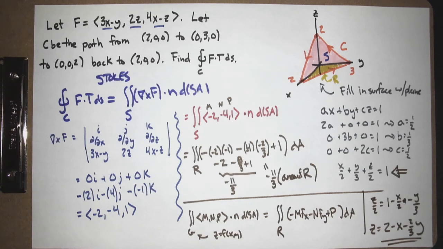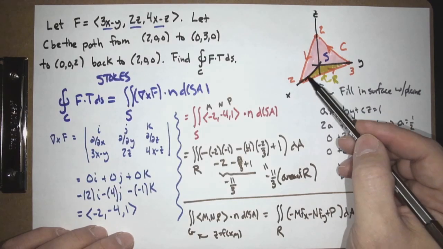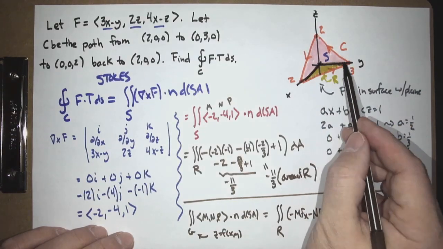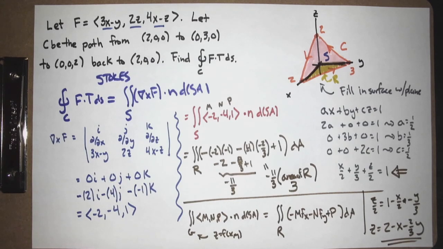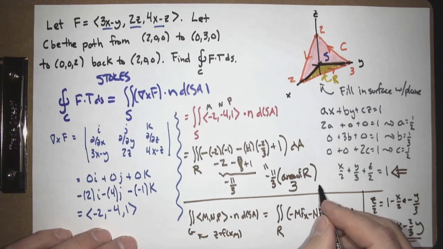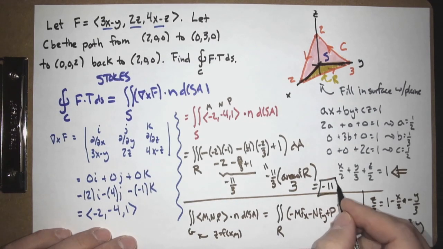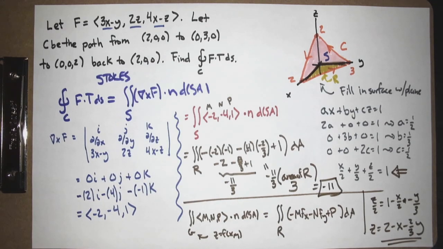1/2 base times height. What are our base and our height? Yeah, we can think of this as our base. Think of this as our height. So the area of R is 3. So what's our final answer? Negative 11. And we're okay to have negative numbers. That's perfectly fine. So negative 11.